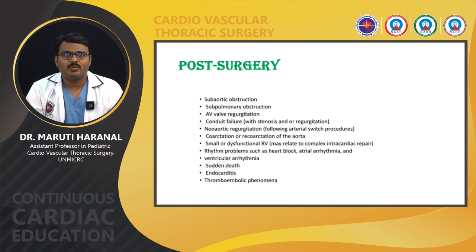In repaired DORV patients, during follow-up, we should look for the development of subaortic obstruction, subpulmonary obstruction, AV valve regurgitation, conduit failure, either stenosis or regurgitation, neo-aortic regurgitation in patients with arterial switch operation, coarctation or recoarctation of the aorta in patients with hypoplastic arch, small or dysfunctional RV, rhythm problems such as heart block, atrial arrhythmias, ventricular arrhythmias, sudden death, endocarditis and thromboembolic phenomena.